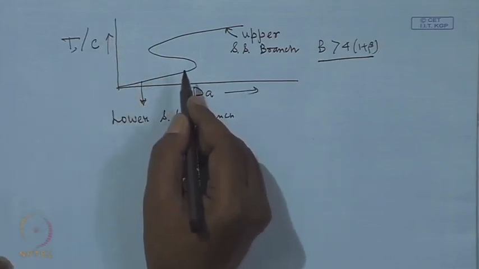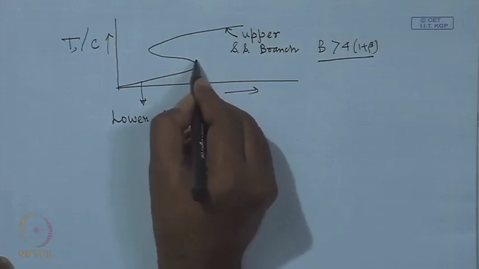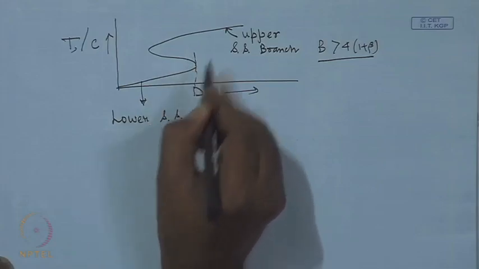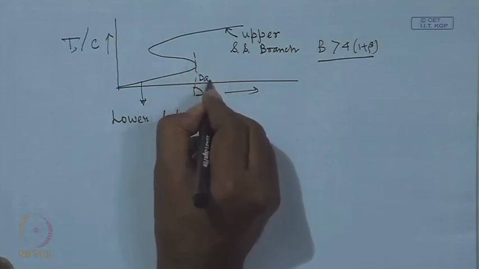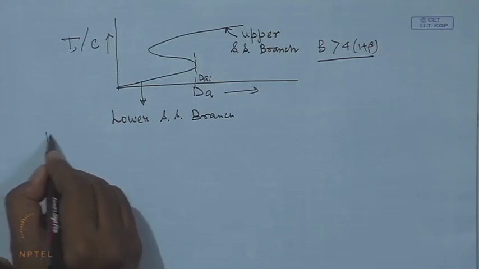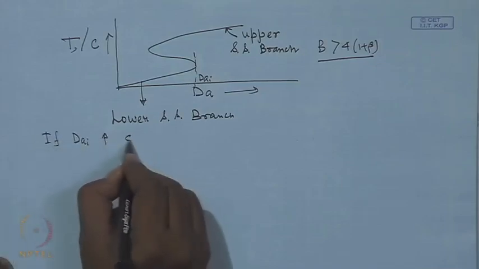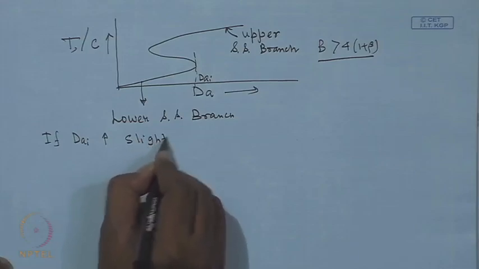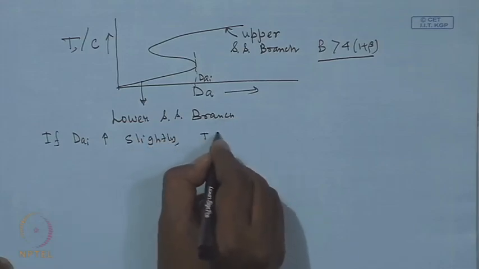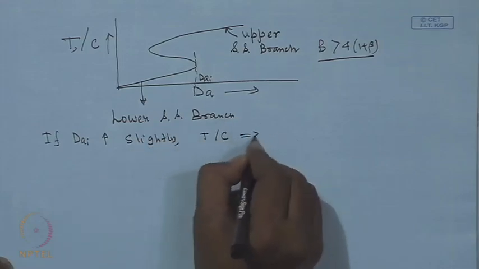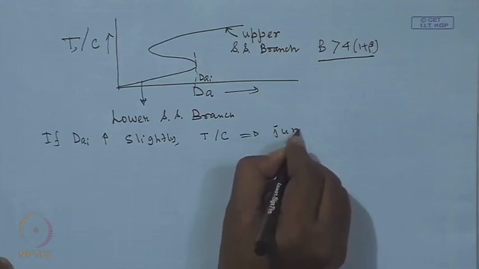Now, suppose this is dAi. If dAi increases slightly, both T and C jump to the upper steady state branch.